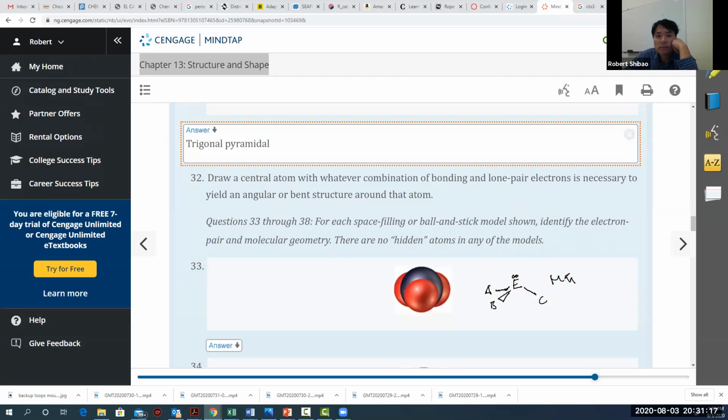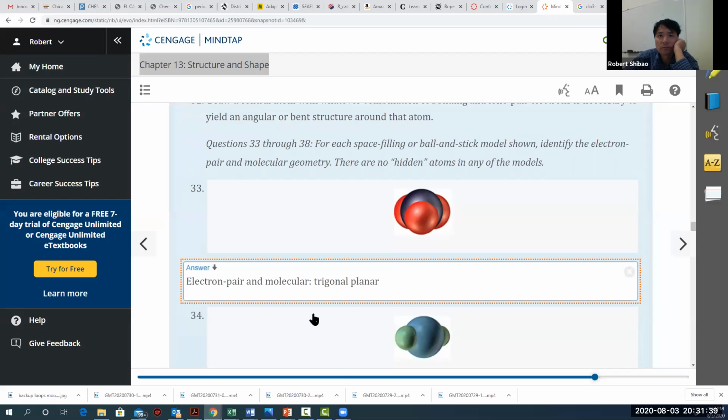Let's go on here. Draw a central atom with whatever combination of bonding and lone pair electrons is necessary to yield an angular bend structure around the atom. This one is not trigonal planar. This one looks trigonal pyramidal as well. Let's see how they're doing it here. Oh, wait, they're doing this trigonal planar. That does not look trigonal planar to me. It looks like there's a lone pair on the top.